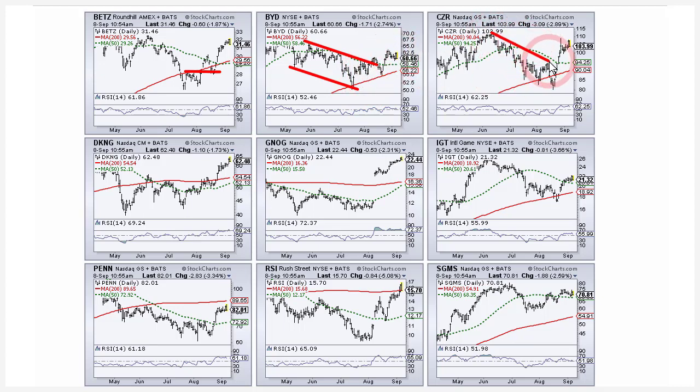Caesars also declining into August, actually. But look at that surge and that breakout. And so this broken resistance zone turns into support. So if we throw back to the mid-90s to the 50-day there, which is a green dash line, that would be an opportunity.